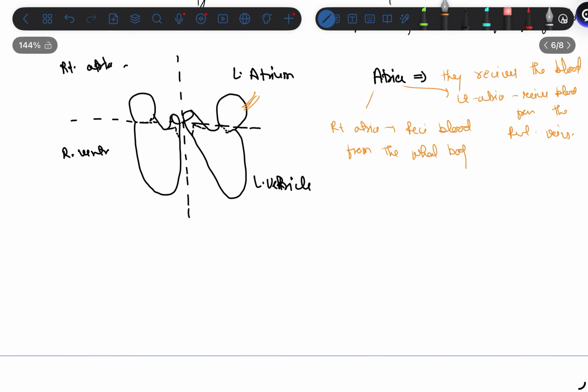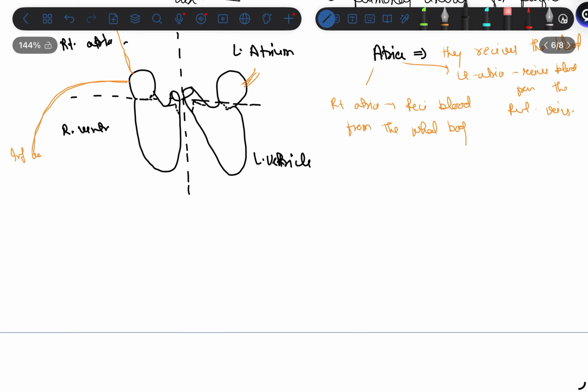And you all know there is the inferior vena cava, and from the upper part of the body there is the superior vena cava, which drain the blood into the right atria. After the atria, we will learn about the ventricle function. What does the ventricle do to the blood? Ventricles pump the blood. The atria do the receiving of the blood, and the ventricles pump the blood.